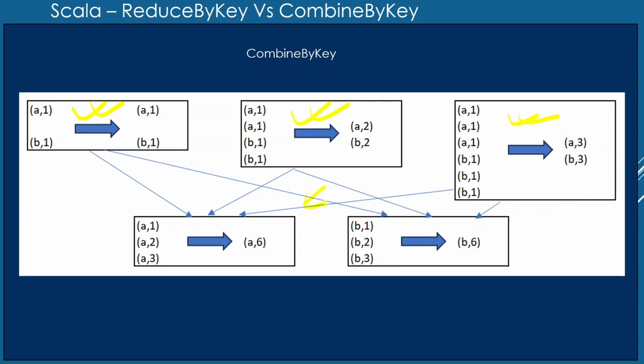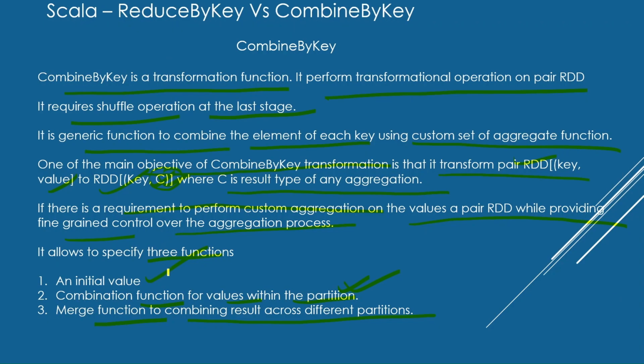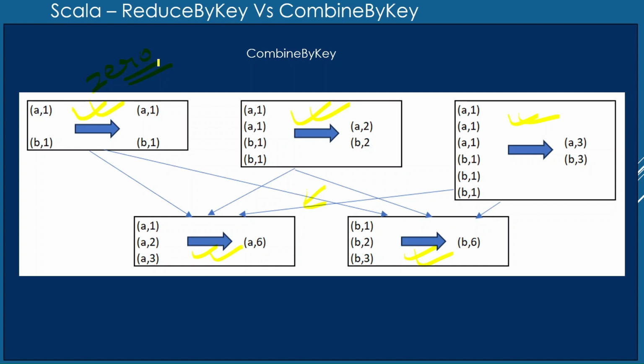Then shuffling of the data happens. Then again the aggregation function is applied. Here, first, the accumulator is initialized with the 0 value. This is the first point we have seen here. For each key, the accumulator is initialized with the 0 value.